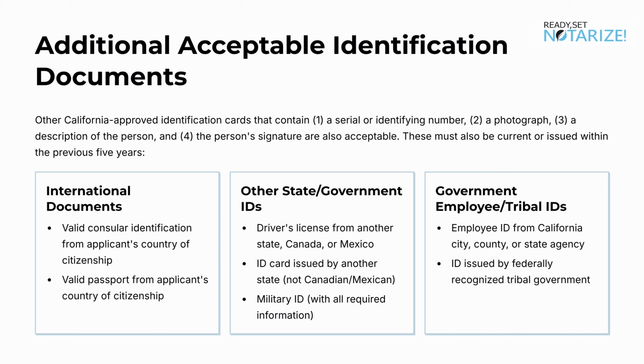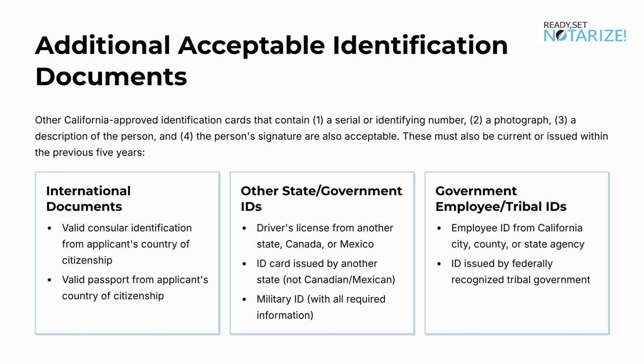California Civil Code, Sections 1185(b)(4). A valid consular identification document issued by a consulate from the applicant's country of citizenship, or a valid passport from the applicant's country of citizenship. A driver's license issued by another state or by a Canadian or Mexican public agency authorized to issue driver's licenses. An identification card issued by another state. This does not include an identification card issued by a Canadian or Mexican public agency. An identification card issued by any branch of the Armed Forces of the United States.